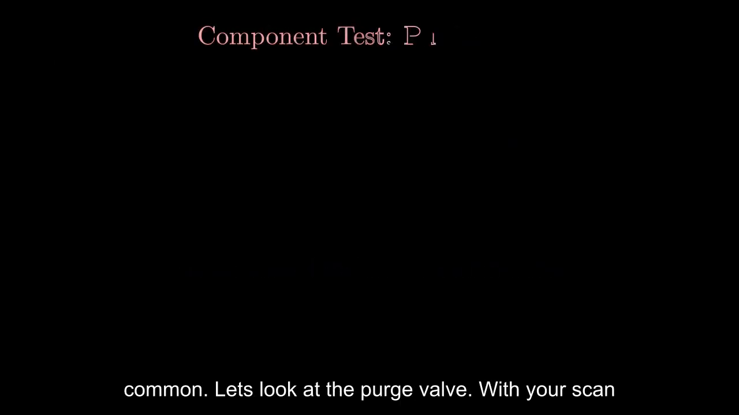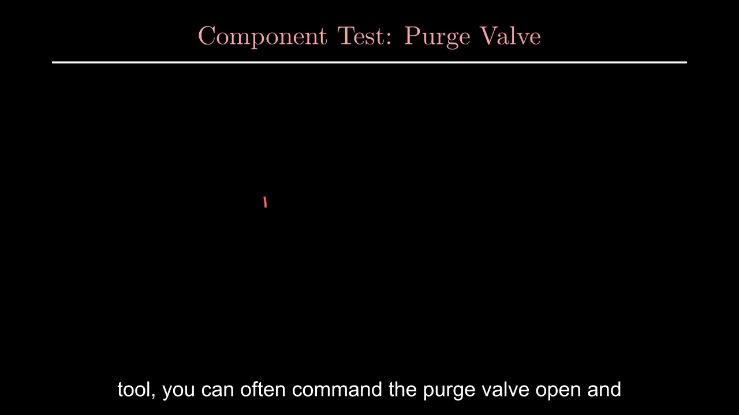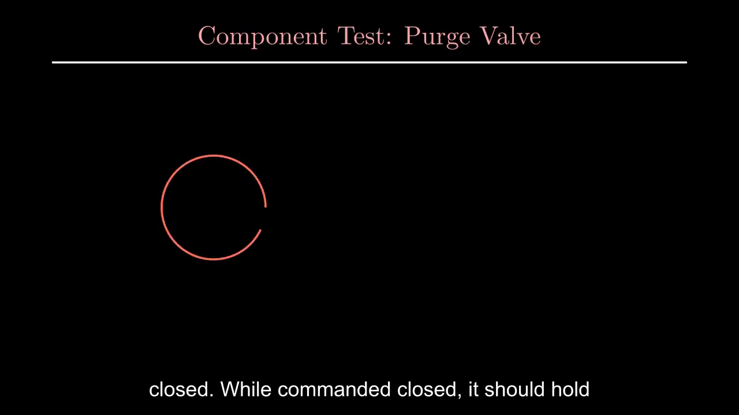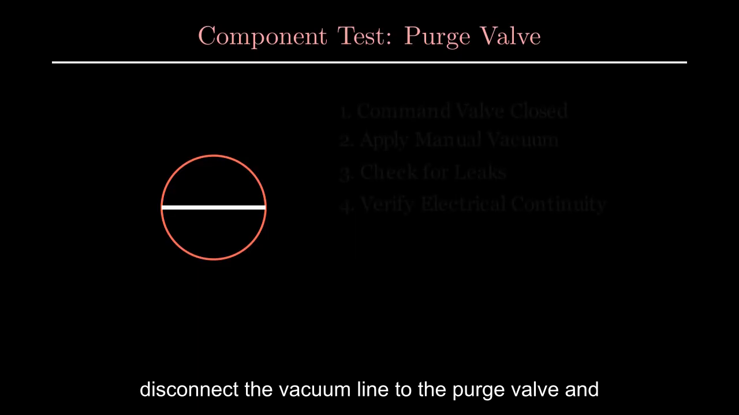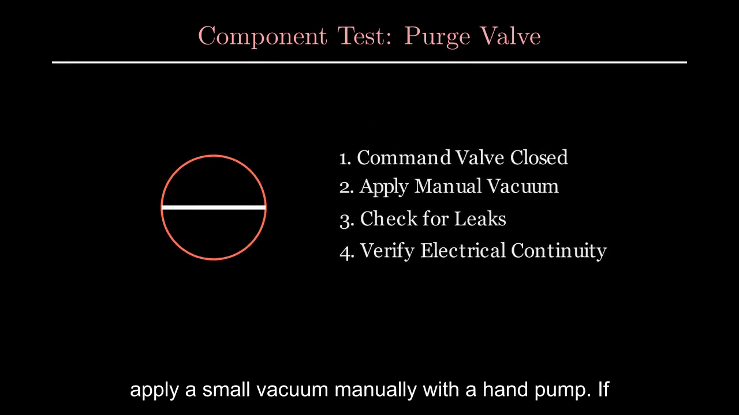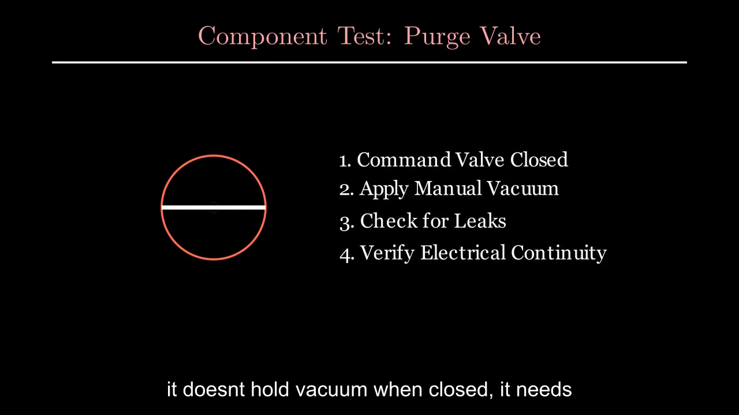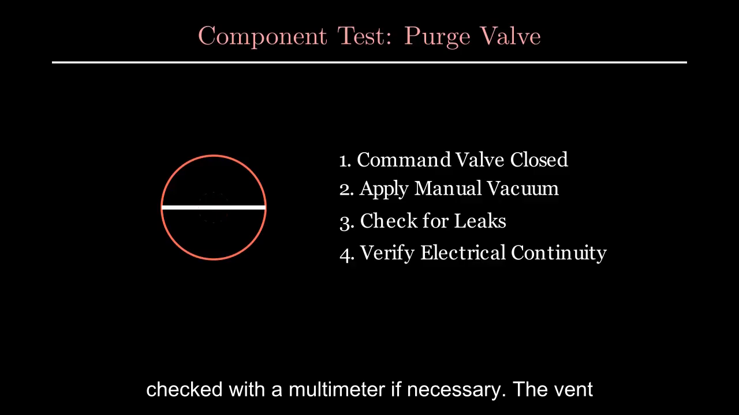Let's look at the purge valve. With your scan tool, you can often command the purge valve open and closed. While commanded closed, it should hold vacuum. If it leaks, it's faulty. You can also disconnect the vacuum line to the purge valve and apply a small vacuum manually with a hand pump. If it doesn't hold vacuum when closed, it needs replacement. Its electrical operation can also be checked with a multimeter if necessary.